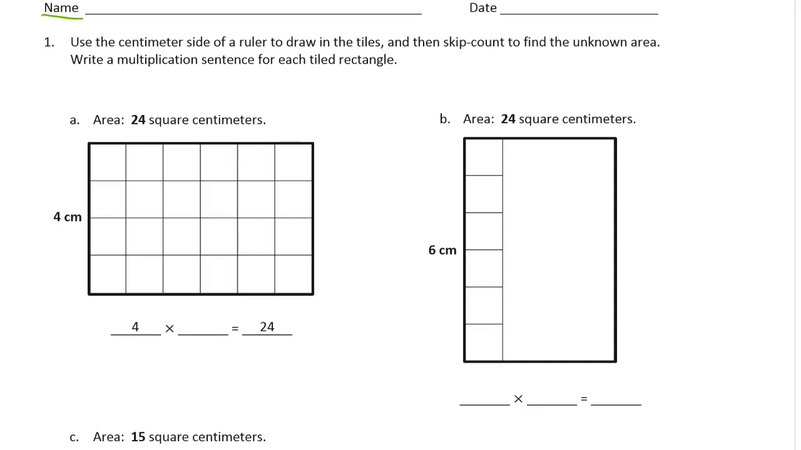Now for the first one, you don't really have to use a ruler because the grid is all finished. You can see that there's 1, 2, 3, 4, 5. It's going to be 6 centimeters long for 24 square centimeters. This is going to be the same. Part B here is going to be the same rectangle.